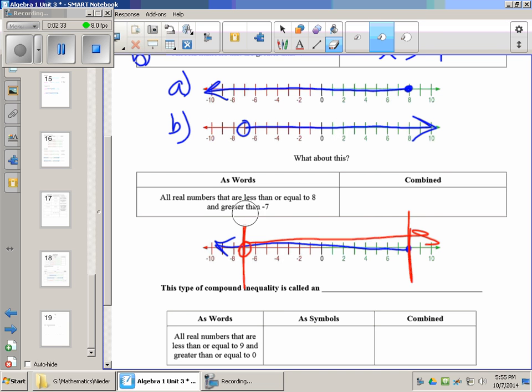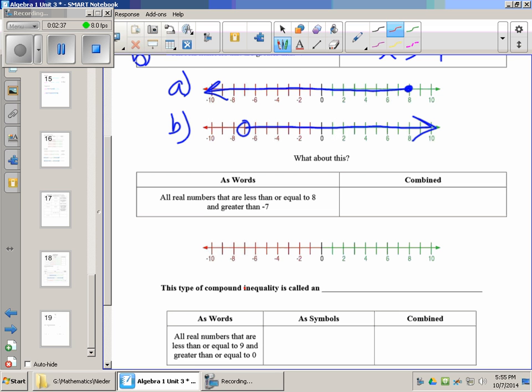So to clean that up a little bit, I'm going to erase that. And so if we went less than or equal to 8 and greater than -7, we're wanting everything in between there. So that's what that graph looks like. How can we write that in inequality form? Go ahead and take a second and see if you know how you would write that. Did you write it like this?